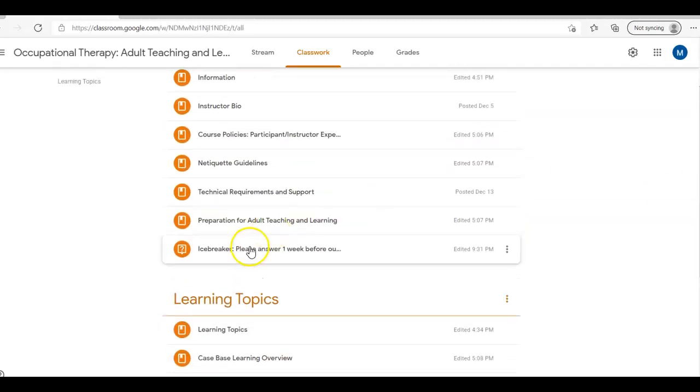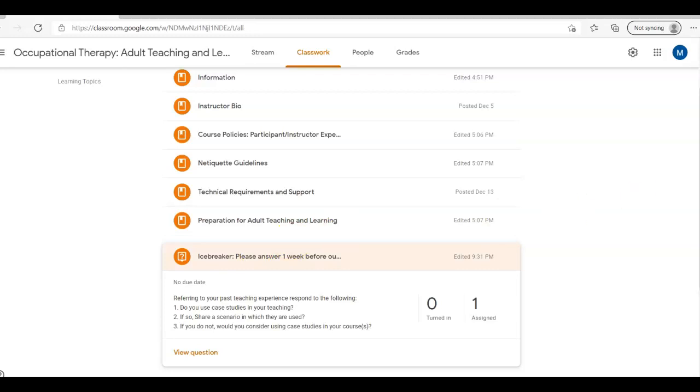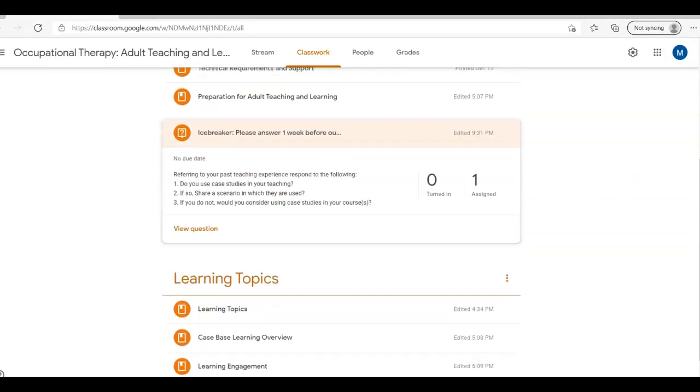So let's jump back up to the icebreaker. You'll find it right here. I'm asking you to complete this a week before our module date. Referring to your past teaching experience, respond to the following. Do you use case studies in your teaching? If so, I would like you to share a scenario in which they were used. And if you do not, would you consider using case studies in your courses in the future?